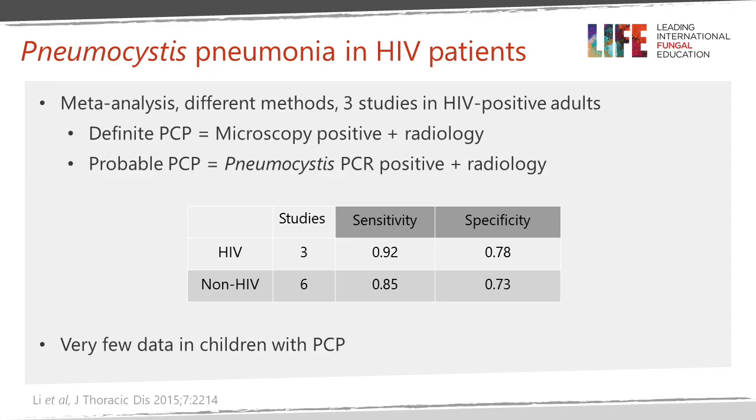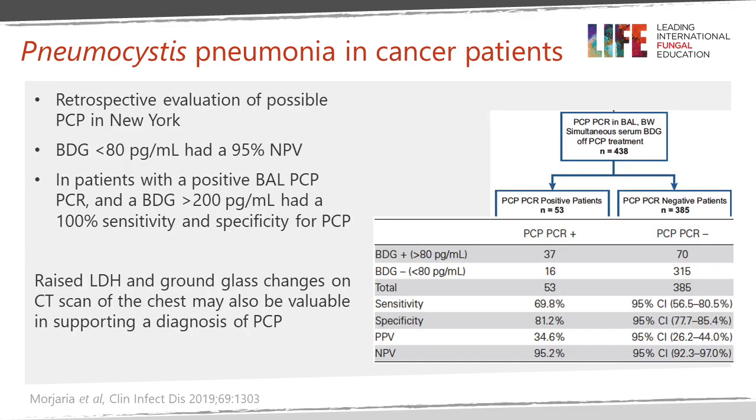I should note that there's very few data published in children with pneumocystis. So in New York, this retrospective evaluation of the value of Beta-D-glucan was particularly that they found that a negative test had a high negative predictive value for patients not having pneumocystis pneumonia. And that was helpful because it meant that the doctors could stop what is often toxic therapy for pneumocystis pneumonia. And in the patients who had a positive pneumocystis PCR in their BAL and a strongly positive BDG, this combination of tests was 100% sensitive and specific for PCP.